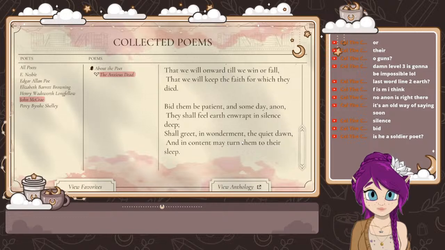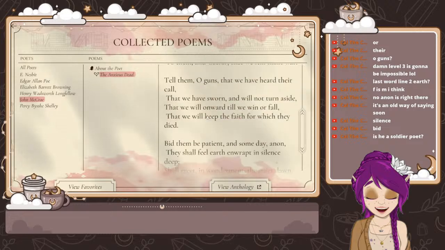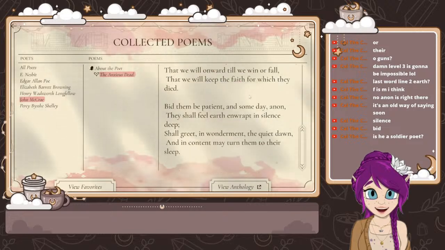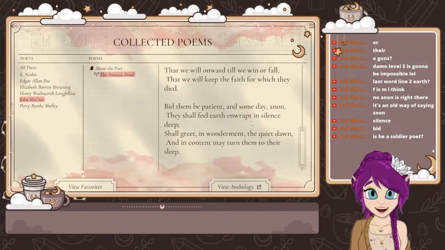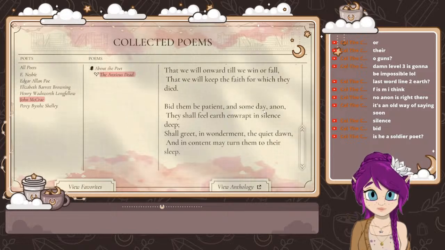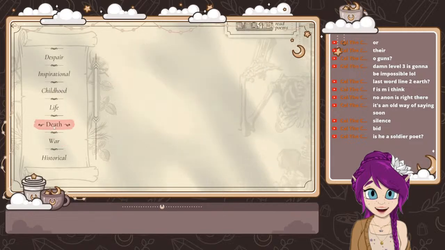It's quite beautiful. Because this is about dying during battle. And when the battle's done, they have silent fields. Yeah. And then when it's silent, they know the battle's done and somebody won. And they can greet the new day and go to sleep. Violence and valor. That was quite beautiful.